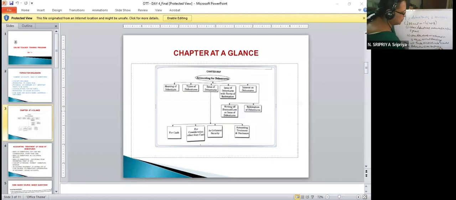Balance sheet of the company from 2019, from 2018-19 to 2022-23.